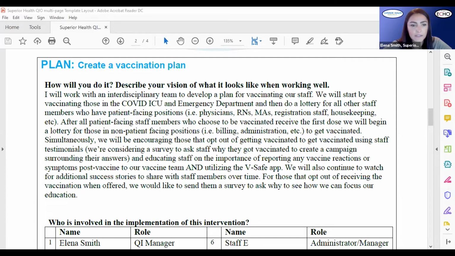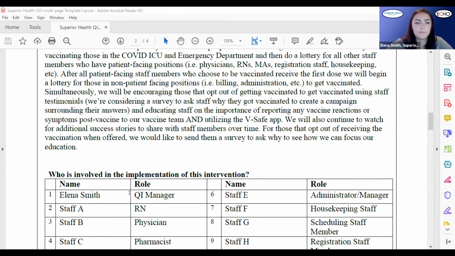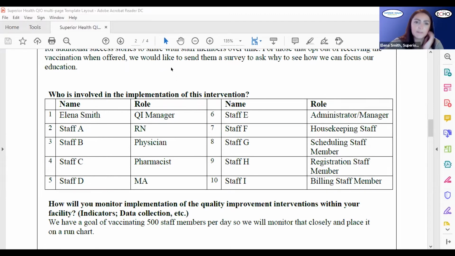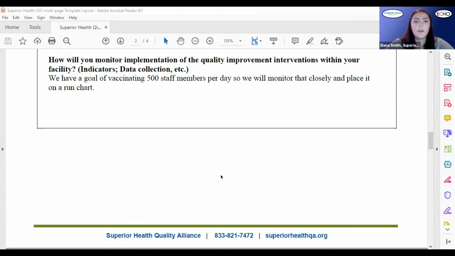For those that opt out of receiving the vaccination when offered, we would like to send them a survey to ask why, to see how we can focus our education. As I mentioned, we have an interdisciplinary team. I'm a QI manager, but we have a nurse, a physician, a pharmacist, a medical assistant, someone in administration, someone from housekeeping, someone from scheduling, a registration staff member, and a billing staff member, all on our team, so that we can really identify some apprehension that people might be having around the vaccine in those different areas. We have a goal of vaccinating 500 staff members per day. We will monitor that closely and place it on a run chart each day.